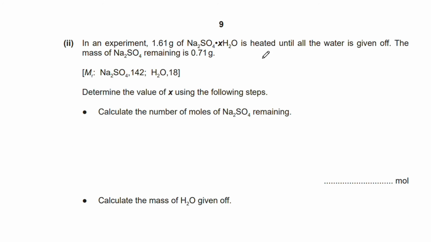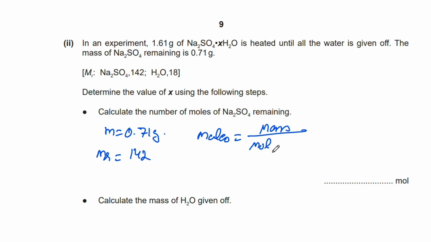Now, in an experiment, 1.61 gram of Na2SO4 dot XH2O is heated until all the water is given off. The mass of Na2SO4 remaining is 0.71 gram. They have given you the molar mass of Na2SO4 and water. Now, determine the value of X using the following steps. Calculate the number of moles of Na2SO4 remaining. We know that number of moles is given by the formula mass upon molar mass. The mass is 0.71 gram, and molar mass is given as 142. So number of moles will be 0.71 divided by 142.